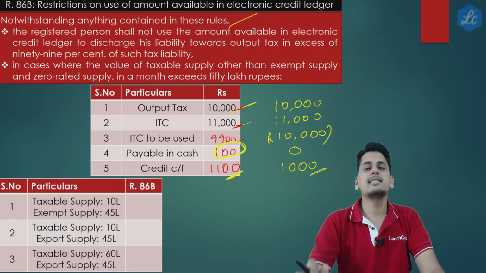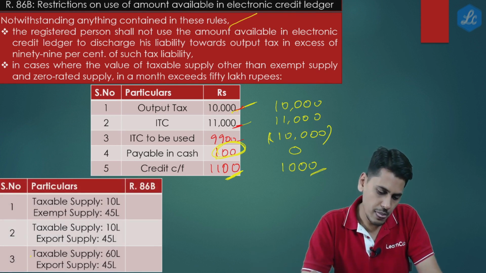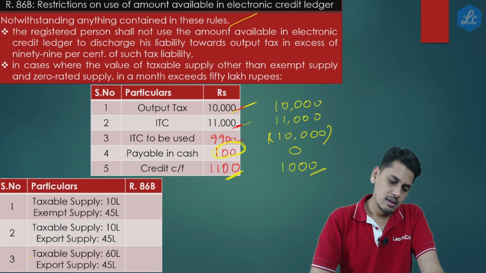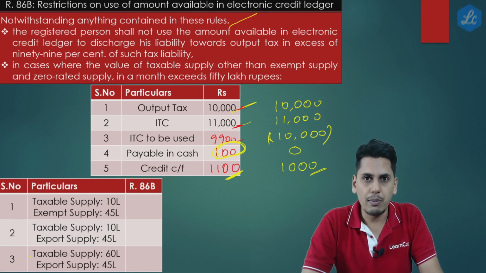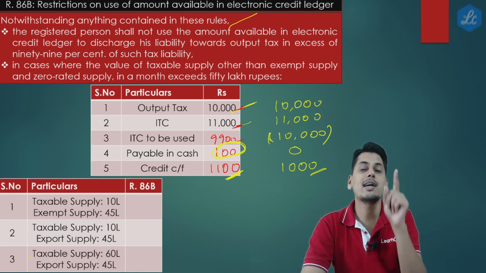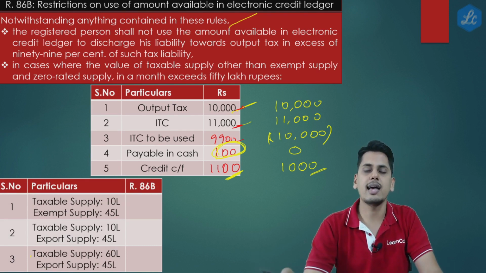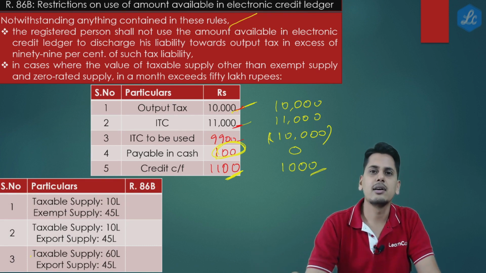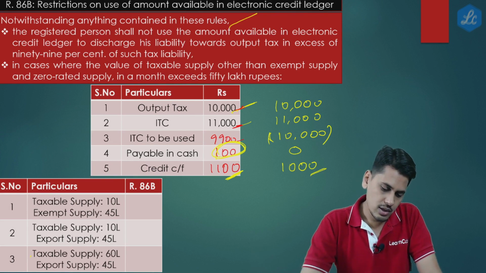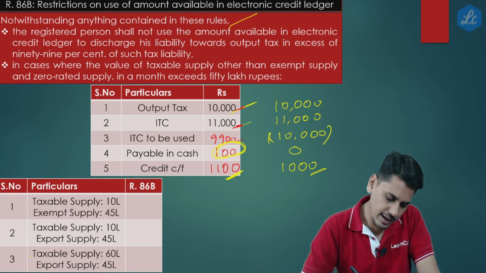Now friends, let's have a look at the applicability. Applicability, it says that when does 86B apply? It applies for those months where the value of taxable supplies other than exempt supplies and zero rated supplies exceeds 50 lakhs.